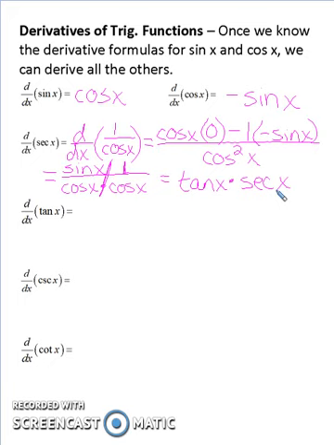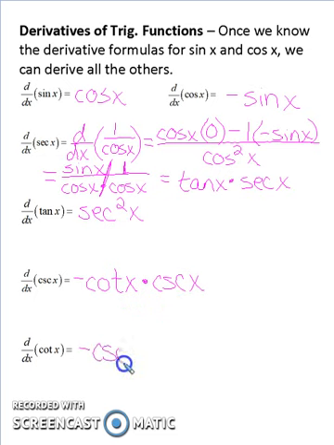The other 3 could be found the same way by rewriting them. For example, you could rewrite tangent as sine over cosine, and then you could use quotient rule. But I'm not going to go through those for all of these. If you want, we can talk about them later on. But the derivative of tangent is secant squared x. The derivative of cosecant x is negative cotangent x times cosecant x. And then the derivative of cotangent x is negative cosecant squared x.